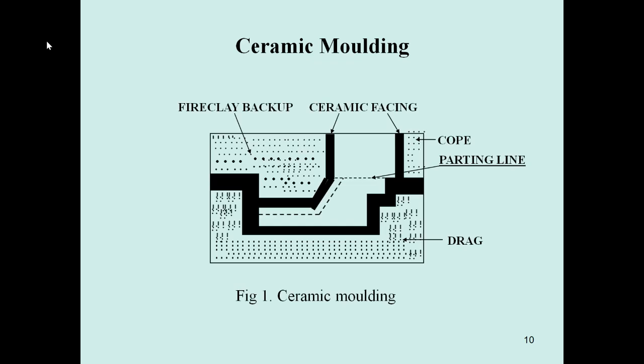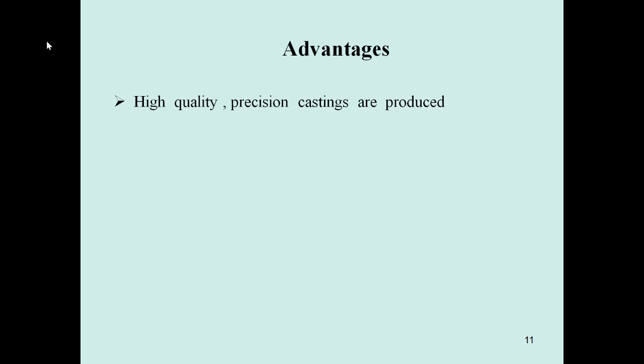Right. So you can see here, this is the ceramic molding diagram. If you observe this, the entire thing will be known. So the next topic is the advantages of ceramic molding. The first advantage is that it produces castings of highest precision and extremely high surface finish.